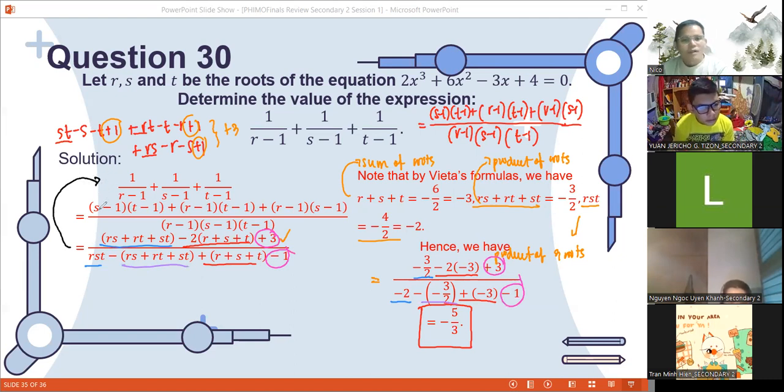And again, this expression here is just an expanded form of the first question, which is the one that we need to solve for the value. Okay, so that's very easy if you just know Vieta's formula. Okay, I think that concludes our class.